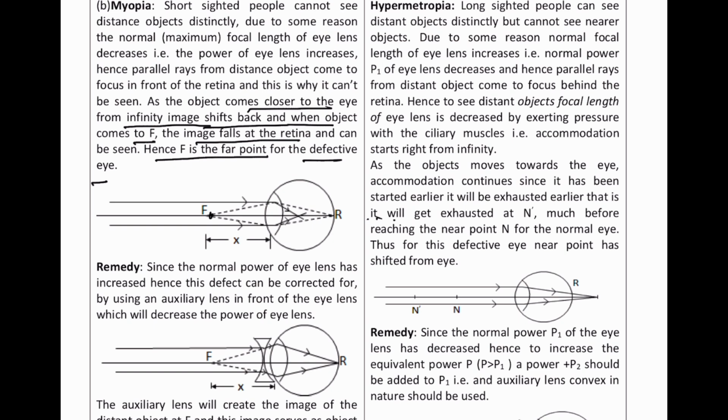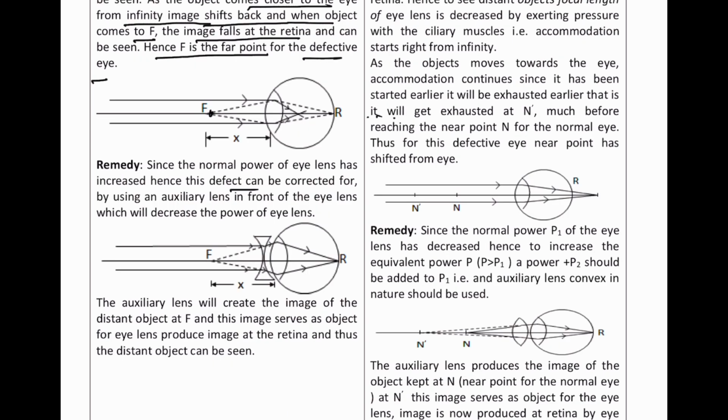Since the normal power of the eye lens has increased, the defect can be corrected by using an auxiliary lens in front of the eye lens. So power is increased, so power is to be decreased. So a negative power lens, meaning a concave lens, is to be used, correct?